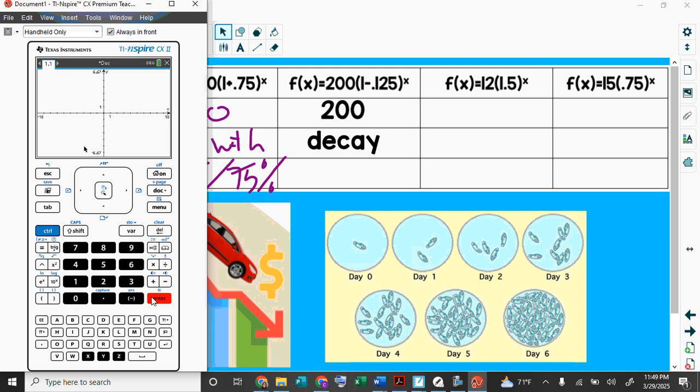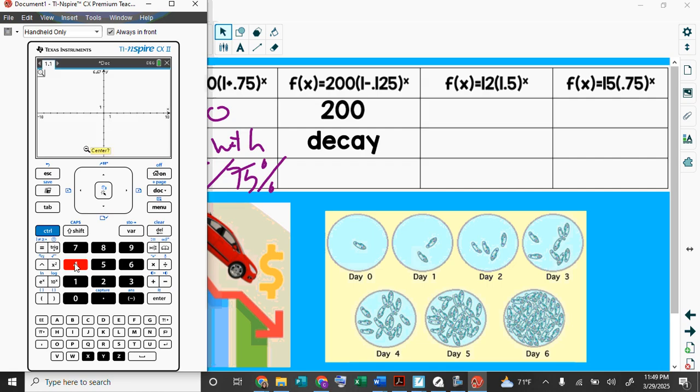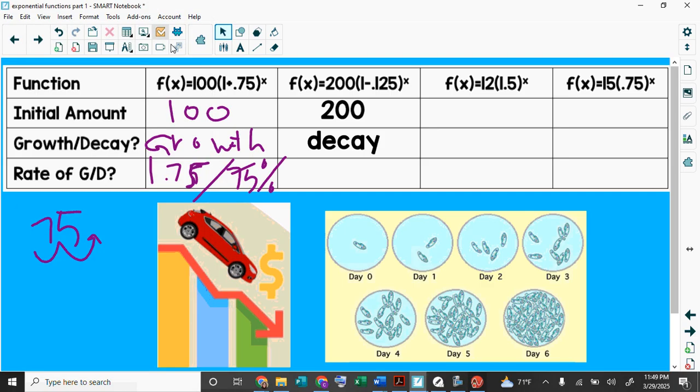I can stick that in there and I press enter. Well, here's the thing about this. I can't see it. So I have to press menu and I have to press 4 to zoom out. So I'm going to press 4 again. And it's going to be way up here. Oh, there it was. Look. Oh, here it is right here. This is coming down. It's a decay. This is an exponential decay.